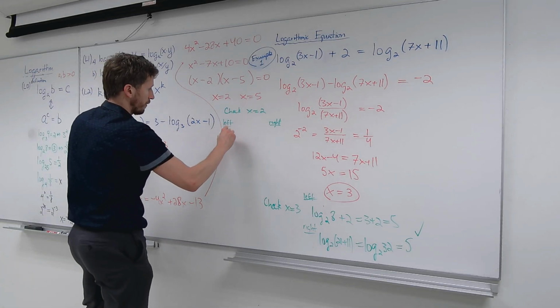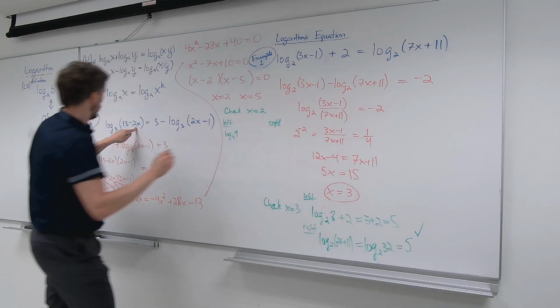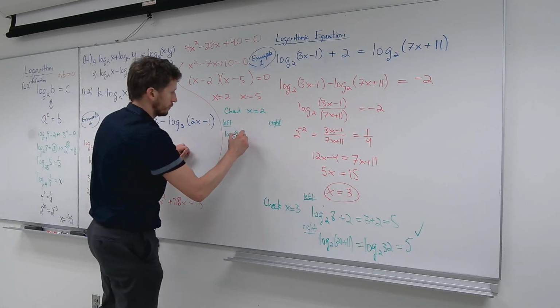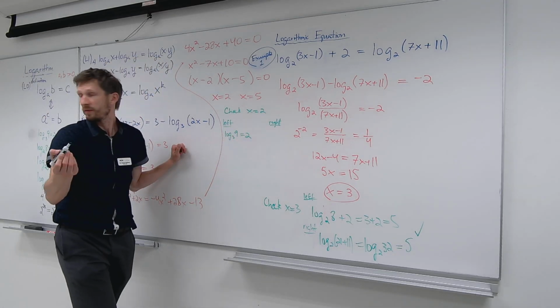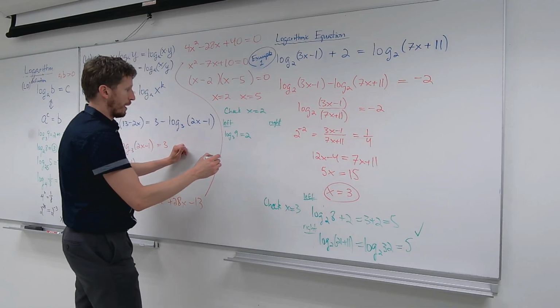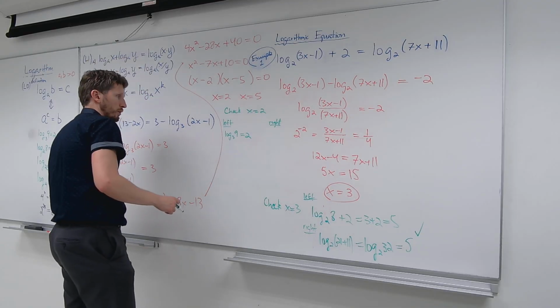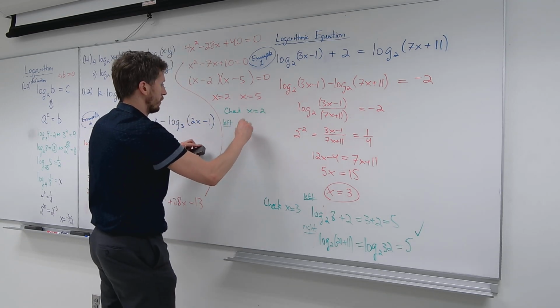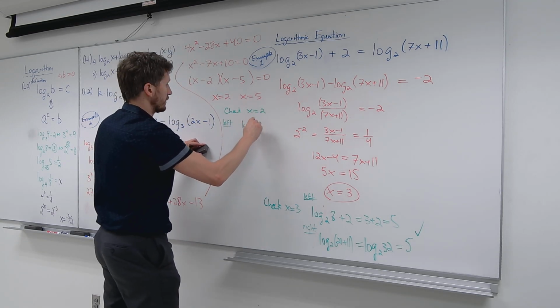Log base 3 of 9, right? What is that? 3 to the what power is equal to 9? 3 squared is 9, right? This is 2. Cool, we have a 2 there on the left side. On the right side, let's see what happens. Let me just do that here. We're going to do left side and the right side below. So log base 3 of 9 is equal to 2. So left side is 2.